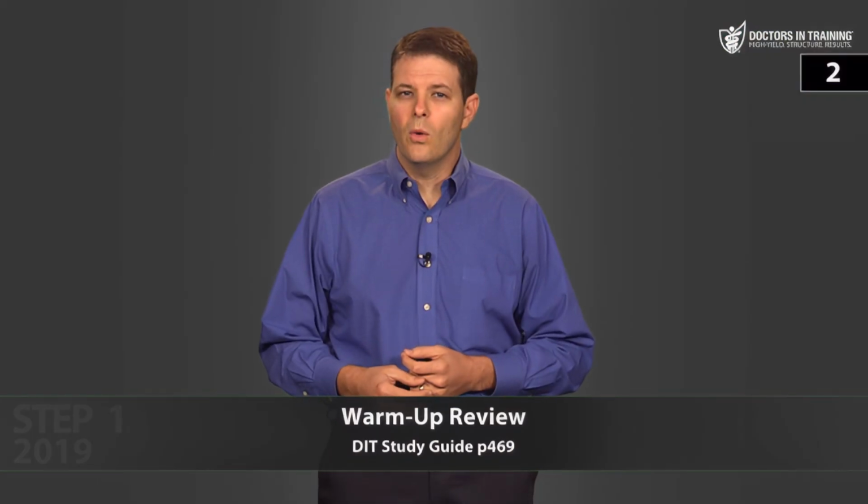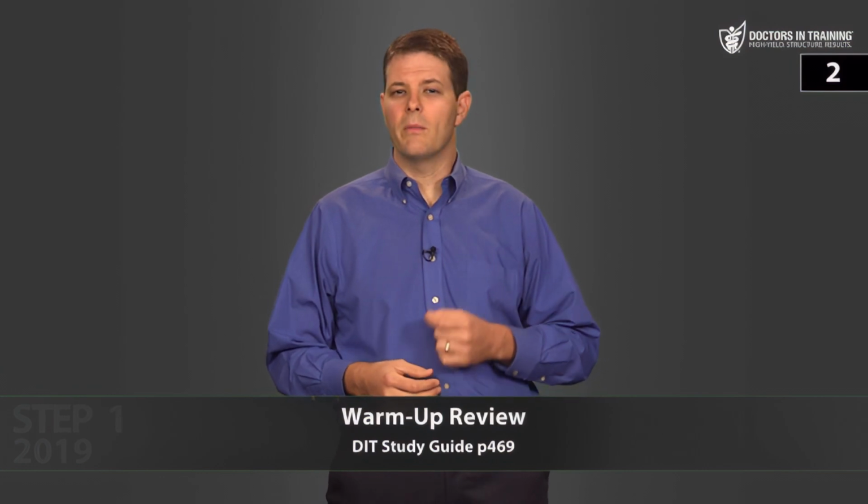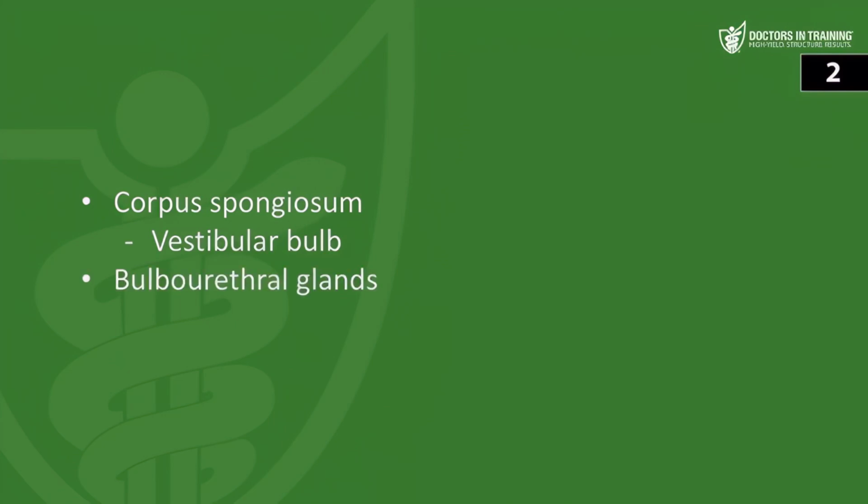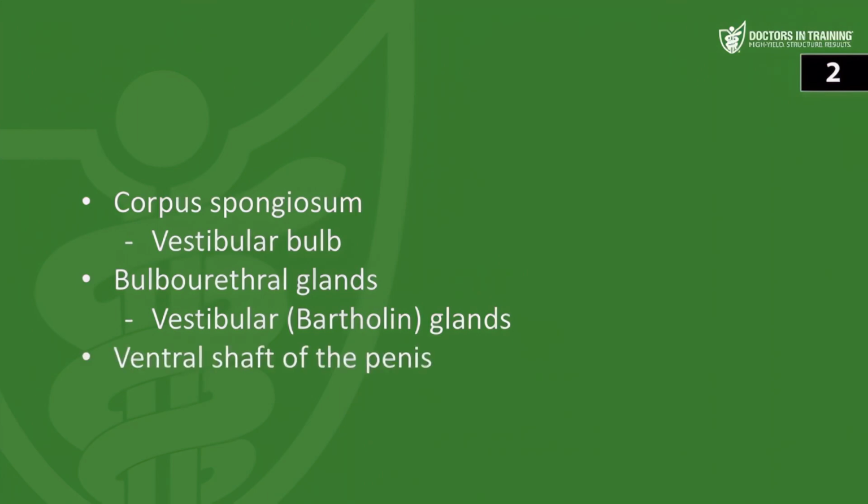And the last one, what is the female homologue to each of the following male structures? So the homologue of the corpus spongiosum is the vestibular bulb. The homologue of the bulbourethral glands are the vestibular glands, or the Bartholin glands. And the homologue of the ventral shaft of the penis is the labia minora.